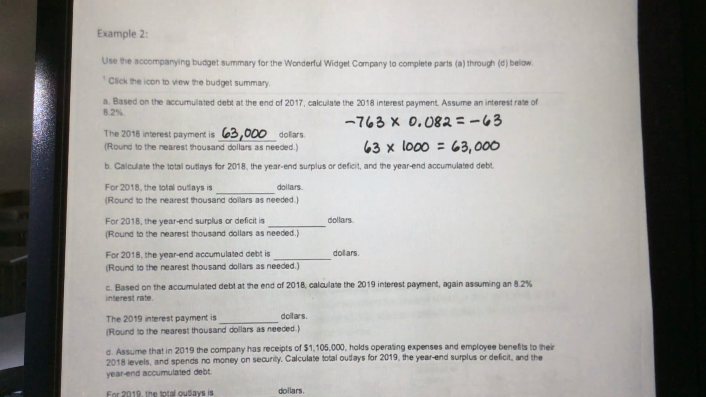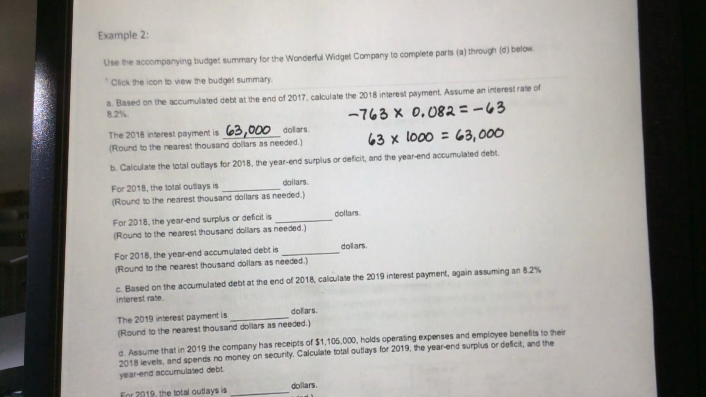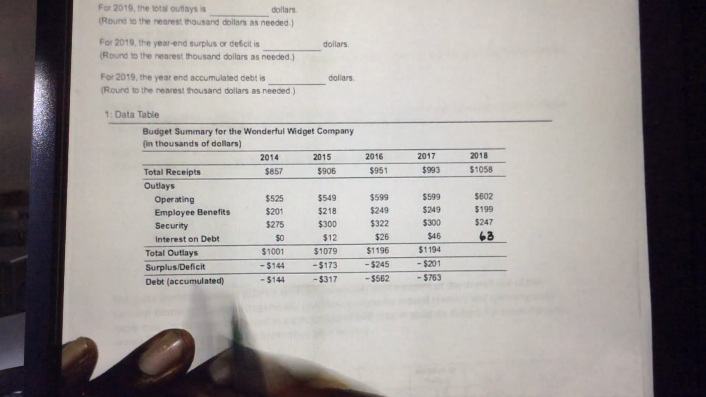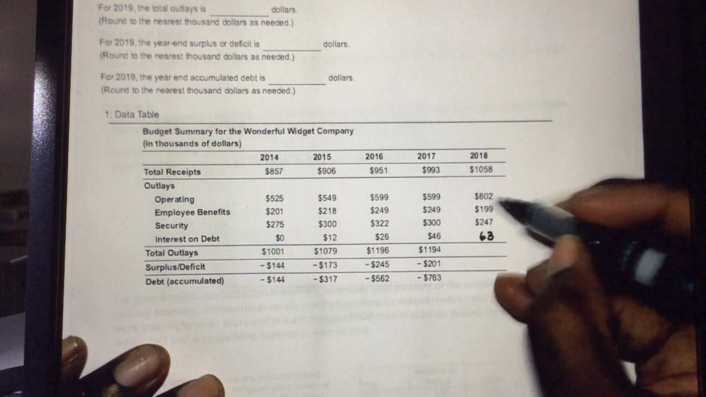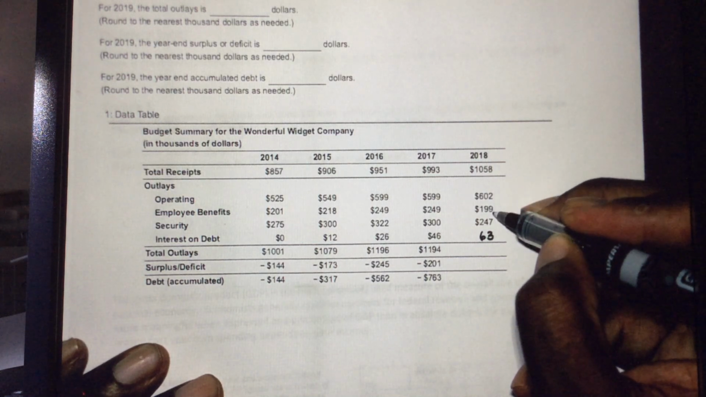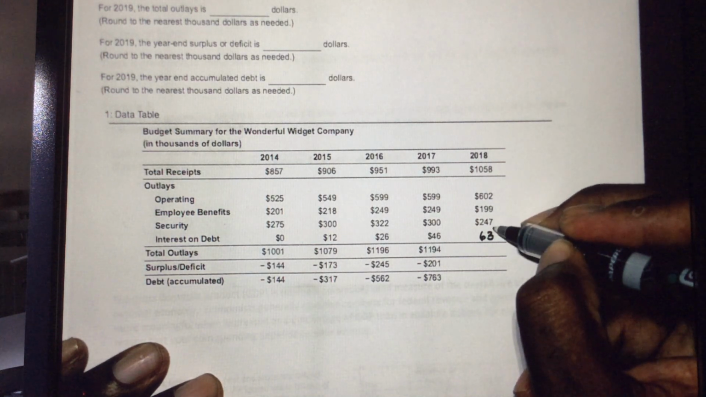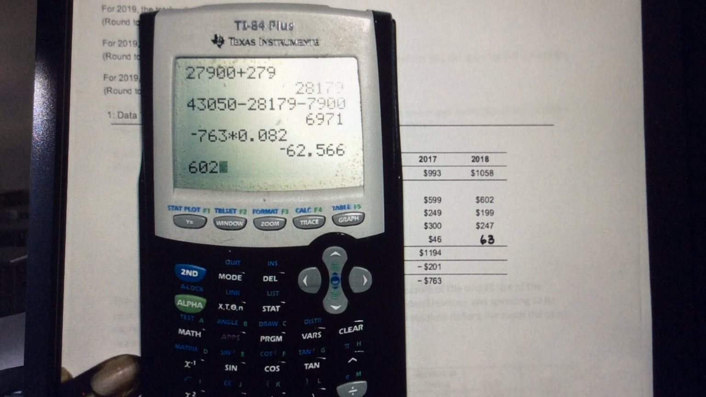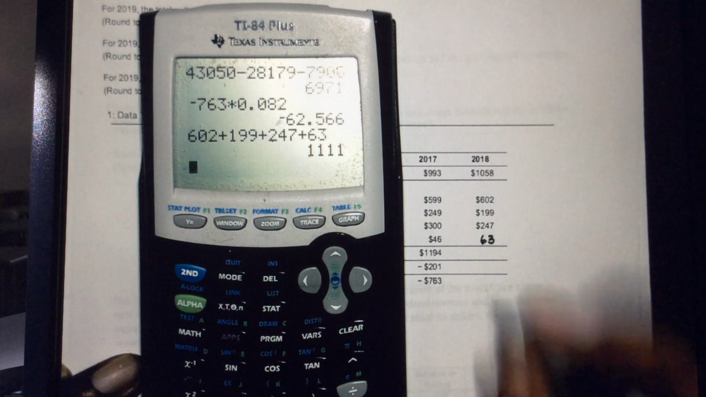Now, part B is to calculate the total outlays for 2018, the year-end surplus or deficit, and the year-end accumulated debt. So to find out what the total outlays are, let's add these outlays that are given here. The 602, 199, 247, and 63. That would give us 1,111.